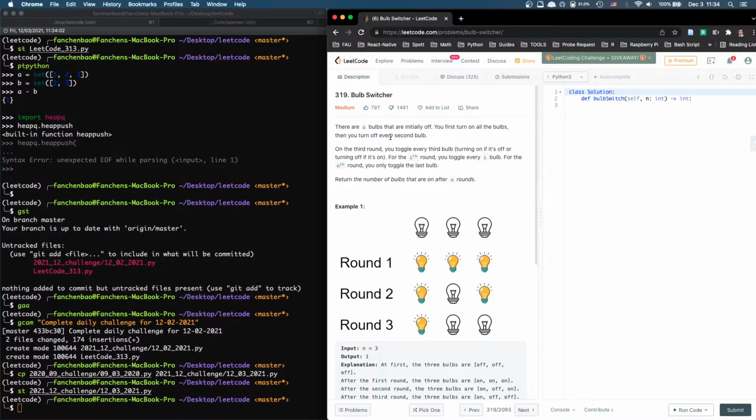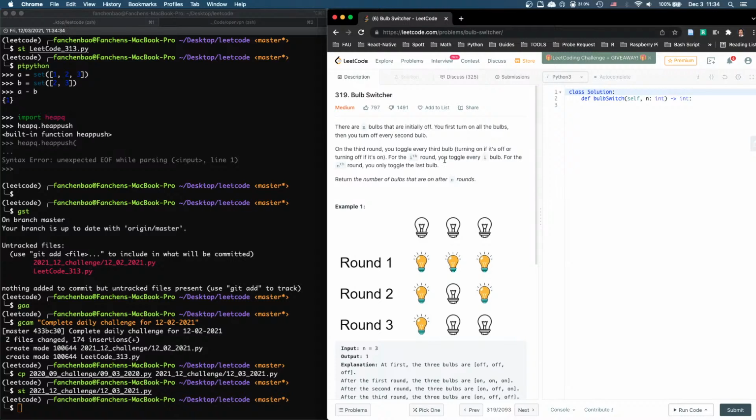Bulbs that are initially off. You first turn on all the bulbs, then you turn off every second bulb. On the third round, you toggle every third bulb, turning on if it's off, turning off if it's on. For the ith round, you toggle every i-th bulb. For the nth round, you only toggle the last bulb. Return the number of bulbs that are on after n rounds.